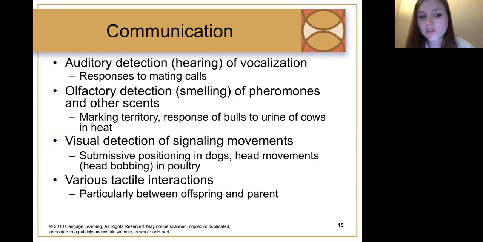Olfactory detection, so smelling. We talked about pheromones and other scents. That can be important for marking territory or the response of bulls to a cow in heat. Visual detection of signaling movements, so animals can see each other, right? They can read another animal's behavior by looking at it. And then various tactile interactions, so touching, particularly between the offspring and the parent, to facilitate that bond. So be familiar with this slide as well and the different types of communication that animals will use to work with each other and reproduce and things like that.